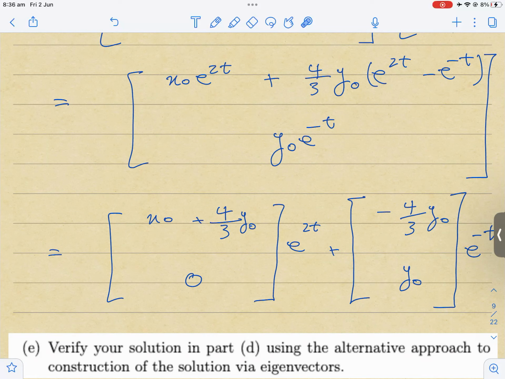I separated e to the 2t. There is no e to the 2t here, so this will be 0. Then e to the minus t, e to the minus t, and e to the minus t, so y0, y0.